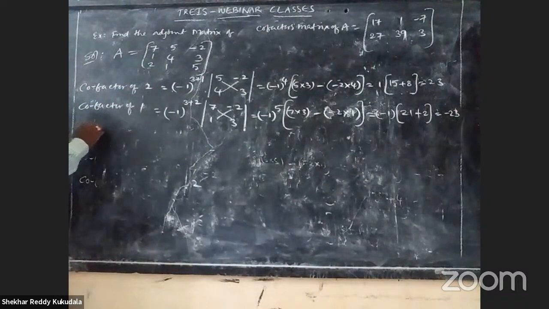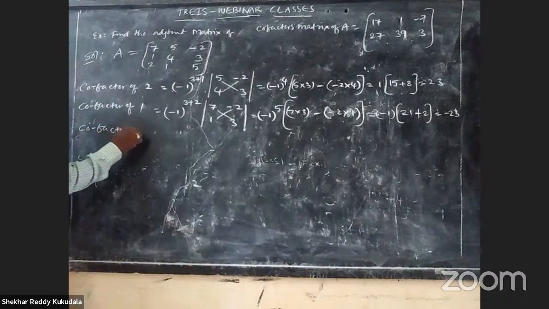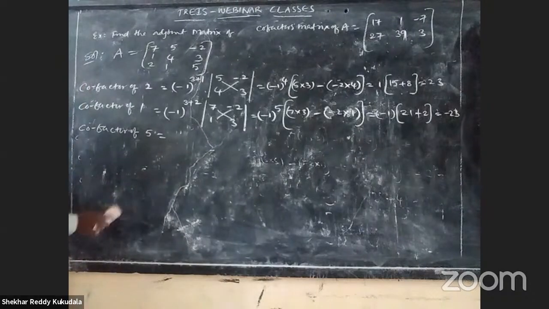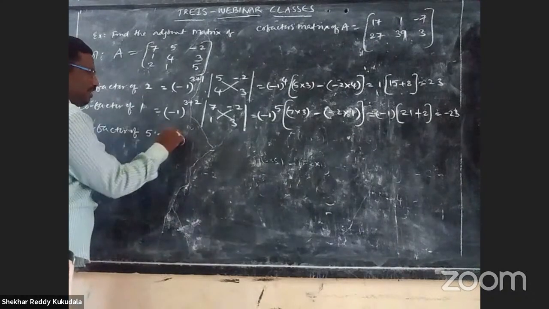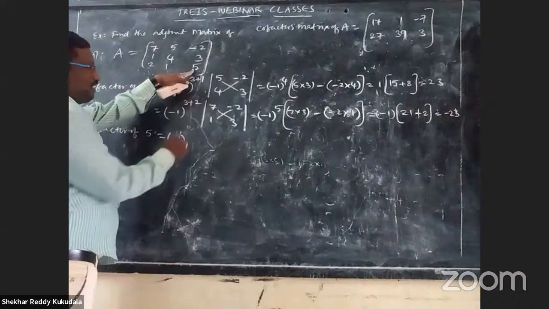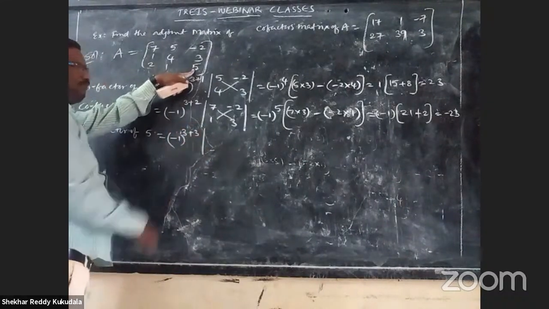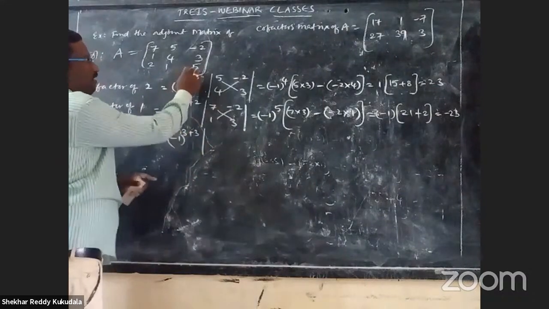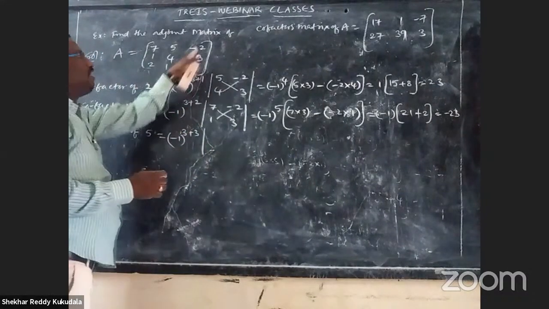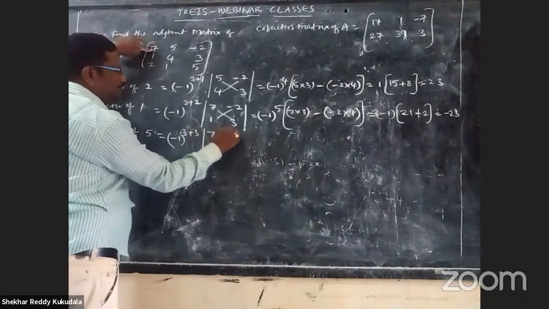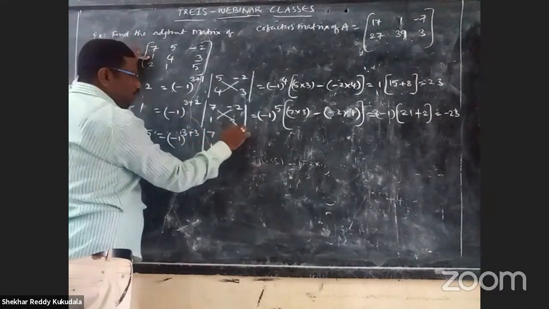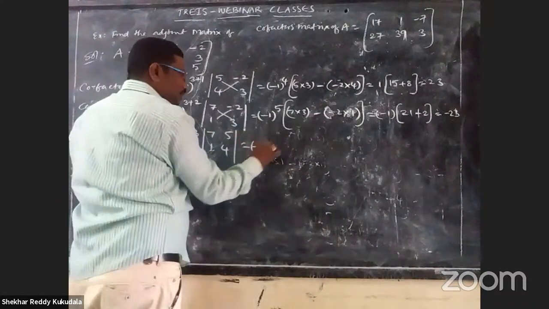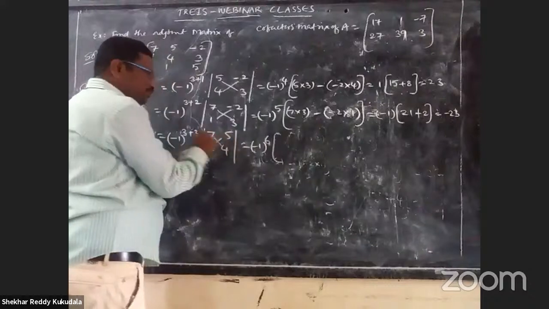Next, the cofactor of 5 is equal to minus 1 power (i plus j), since it is in the third row and third column, into the minor. Minor means delete this row and this column, leaving a 2 by 2 matrix: 7, 5, 1, 4. So it is minus 1 power 6 into AD minus BC again.